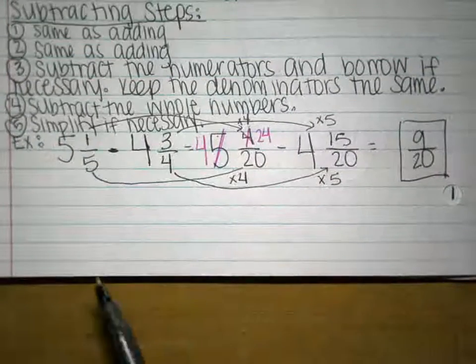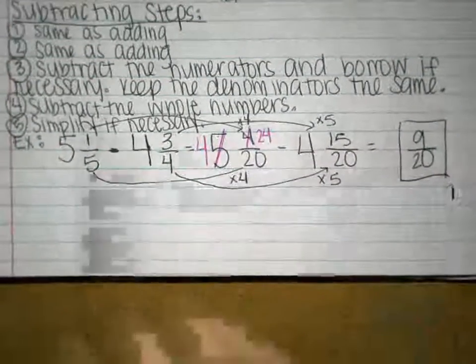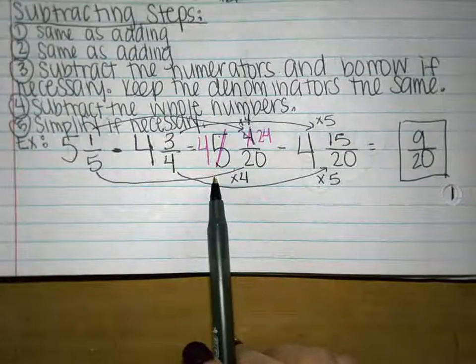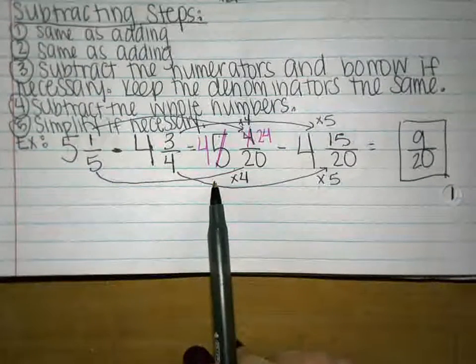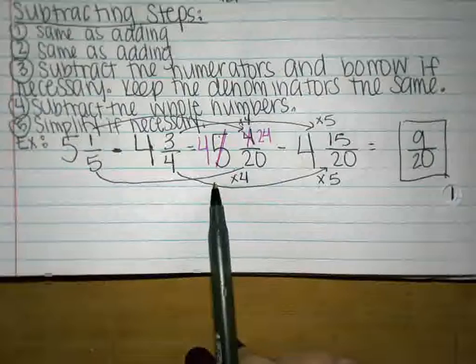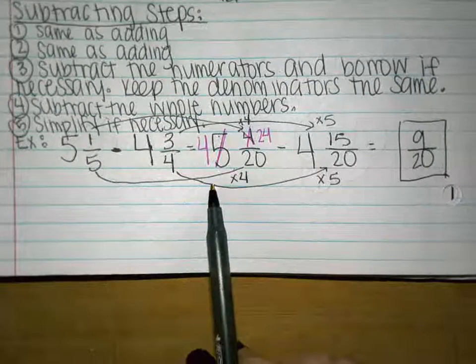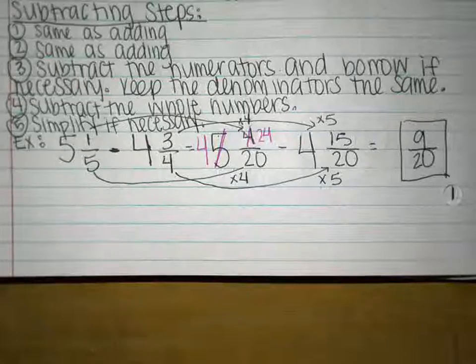Okay, so here's where we left off yesterday. We subtracted the whole problem. We wrote down all of our steps, but we did not write down how to borrow. And this was the part that a lot of you were confused on. The questions from our homework, 2, 6, and 8, those were all borrowing problems. So here is how we borrow.